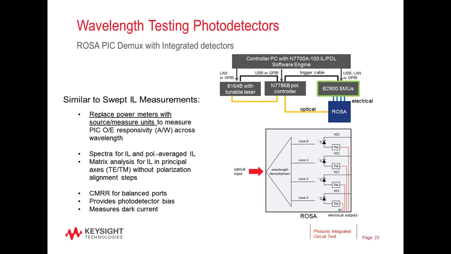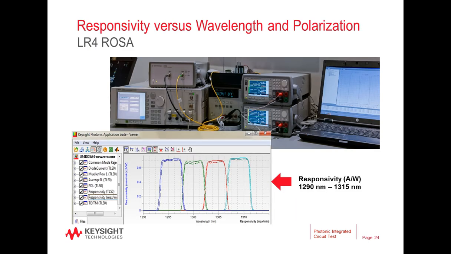The B2900 source measurement unit, or SMU, measures the electrical output of the photodetector shown in the lower right, and then the software displays the wavelength-dependent responsivity, including individual TE and TM responses. You can also get common mode rejection from these ports and photodetector dark current.